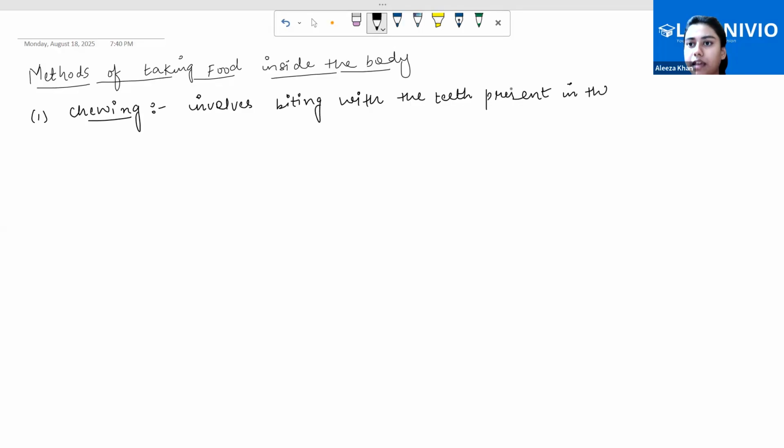Chewing involves biting with the teeth present in the mouth. Can you give me an example? Which organisms take their food through chewing? Humans, very good. Then mammals, you must have seen the cows also, the cats, dogs. All could be the examples for the mode of taking food by chewing.